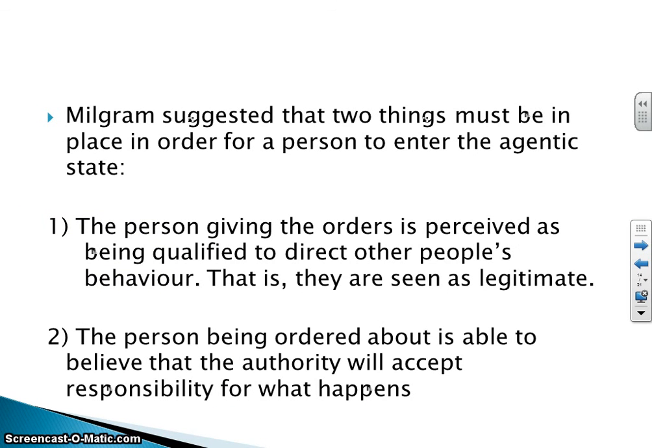So Milgram suggested that there were 2 things needed to be in this agentic state. First off, the person giving the orders must be perceived as an authority figure. They are seen to be a legitimate authority. And again, this is the case in Milgram's experiment with the experimenter in a lab coat.